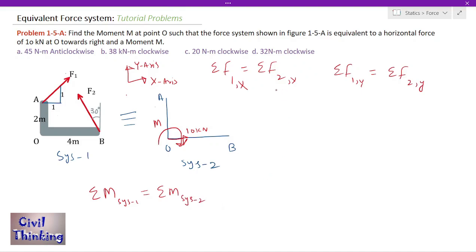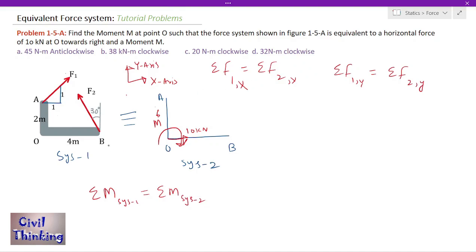Now what do we have to find? We have to find this moment M. Let's apply each equation one by one, and from these two equations we will get F1 and F2, because F1 and F2 are unknowns. We don't know the value of F1 and F2, so these two equations are going to give us their values. Then we will find the moment M using this equation.